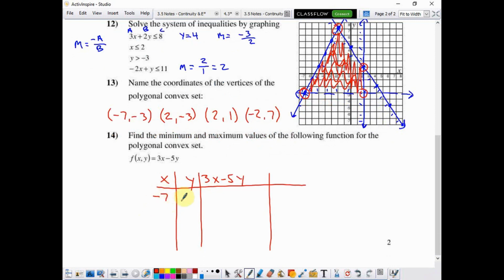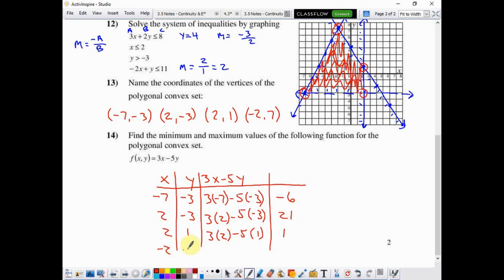So when x is negative 7 and y is negative 3, I end up with negative 6. For 2, negative 3: 3 times 2 minus 5 times negative 3. I get 21. 2, 1: 3 times 2 minus 5 times 1. That's 6 minus 5. I get 1.